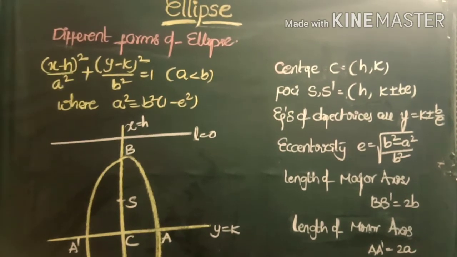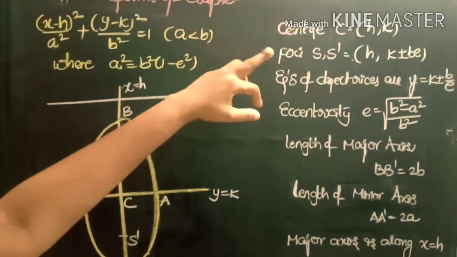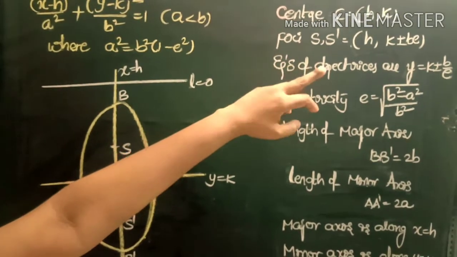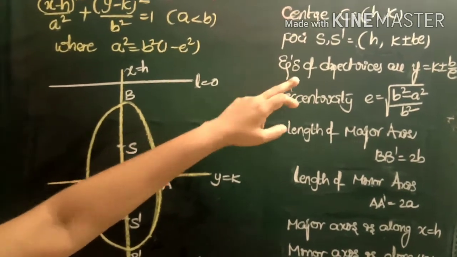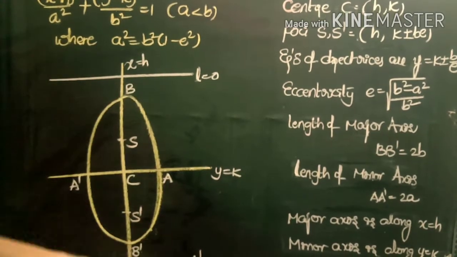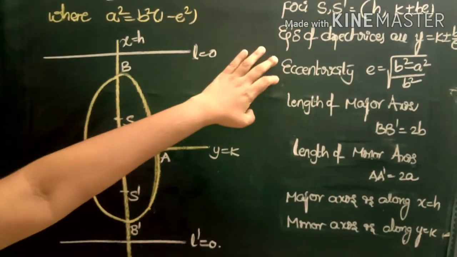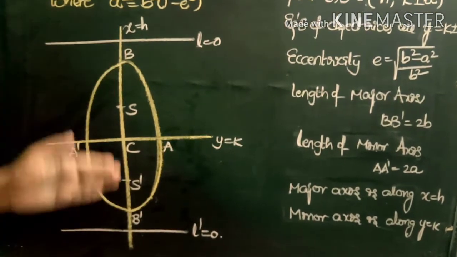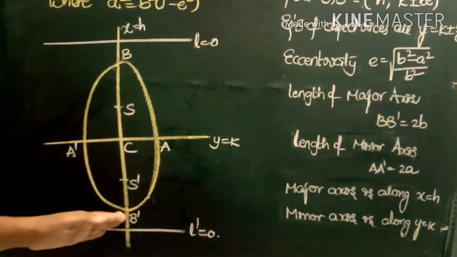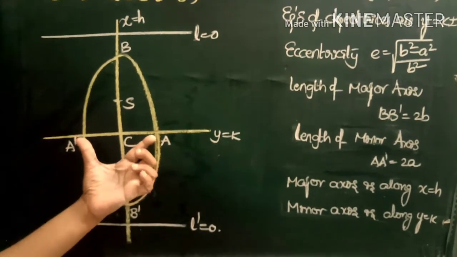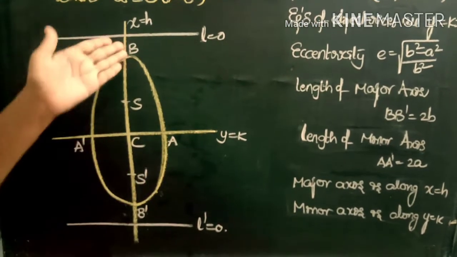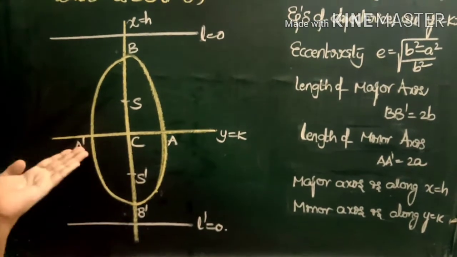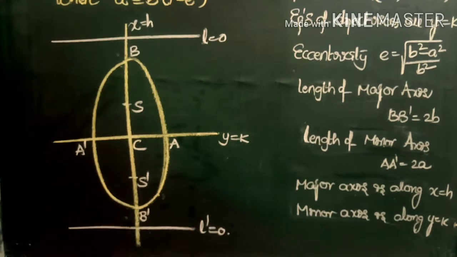Now this is the graphical representation, and the center C is (h, k), foci S, S' are (h, k ± be). Equations of directrices are y = k ± b/e, and eccentricity e = square root of (b² − a²)/b². Length of the major axis BB' is equal to 2b, length of the minor axis AA' is equal to 2a, and the major axis is along the line x = h, and the minor axis is along the line y = k.